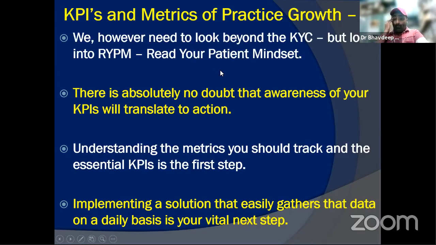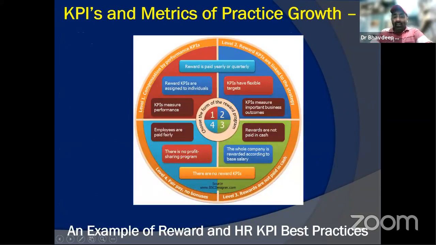So there is no absolute doubt that awareness of your KPIs will actually put you into a CTA mode also, a call to action mode for you also. So understand the metrics you should track, and the essential KPIs is the first step. If you're not sure what to track, pick out a couple, maybe from those list of 4 and 11, whatever you feel comfortable apart from the ones you are using, and maybe start with them. So again, your data on a daily basis analysis is your next step.